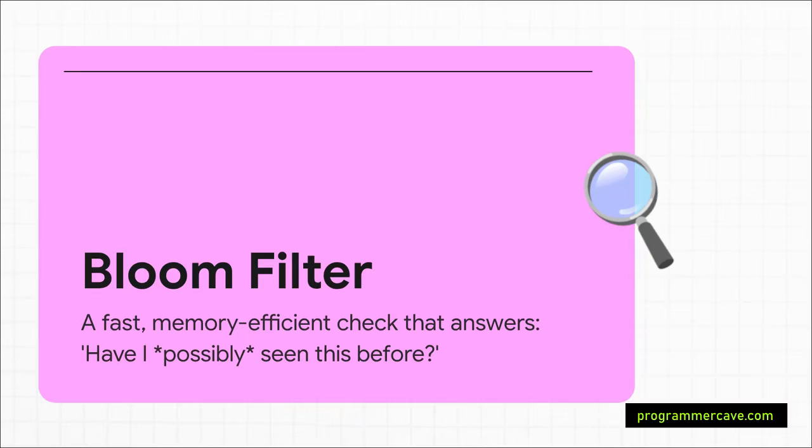Now, you don't need to get lost in the computer science weeds here. All you need to know is what it does. A Bloom filter is an incredibly fast, memory-efficient way to answer one question: have I possibly seen this before? The key is that it can have false positives, but never false negatives. So if it says no, never seen it, you know for a fact it's new. If it says maybe, then and only then do you do the slower, more expensive check. This little trick saves an absolutely massive amount of work.